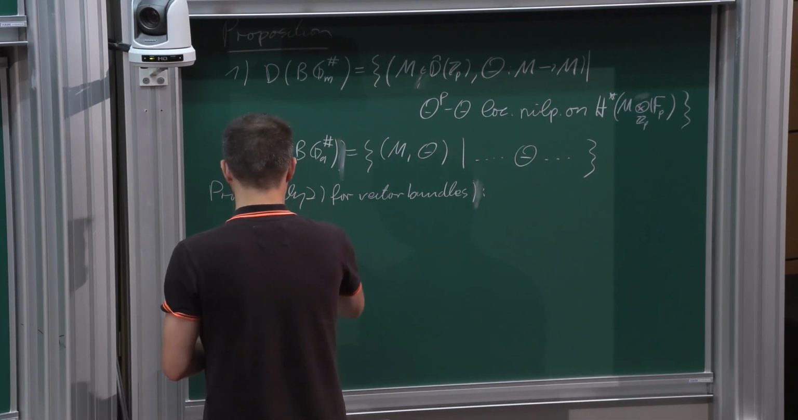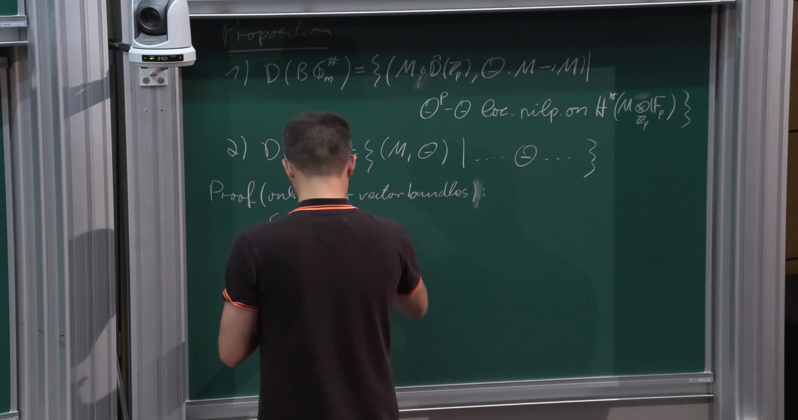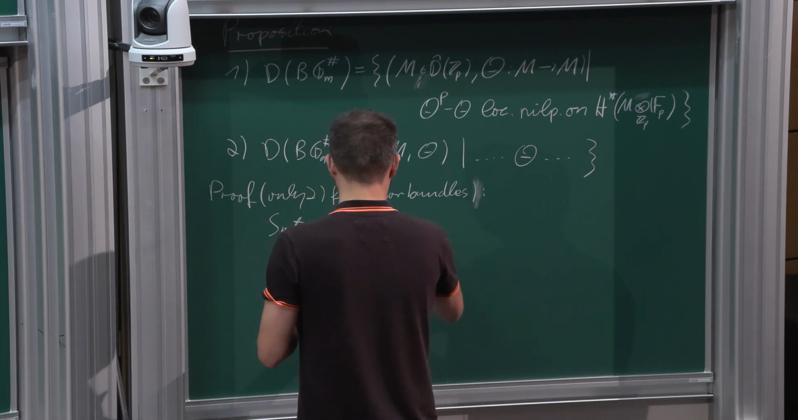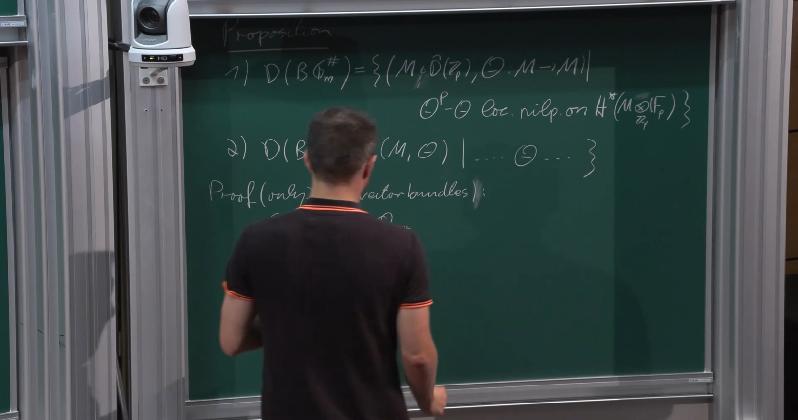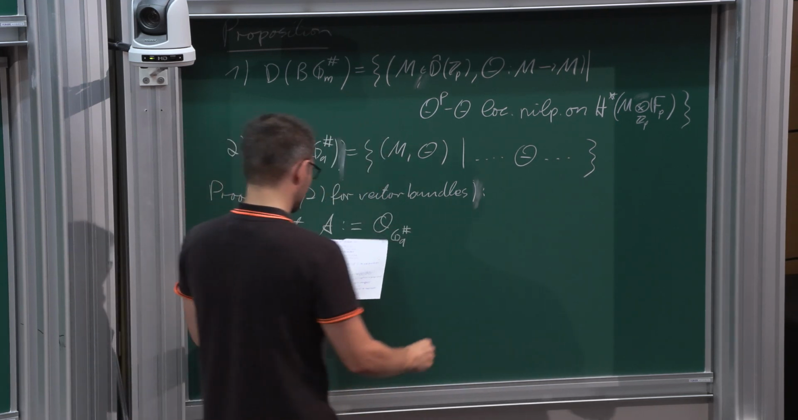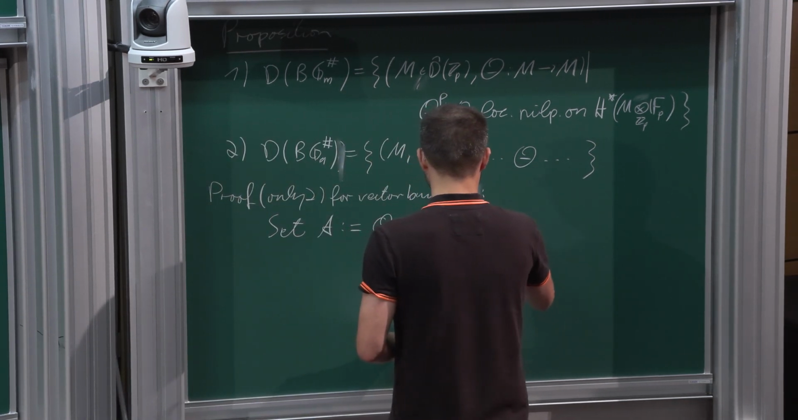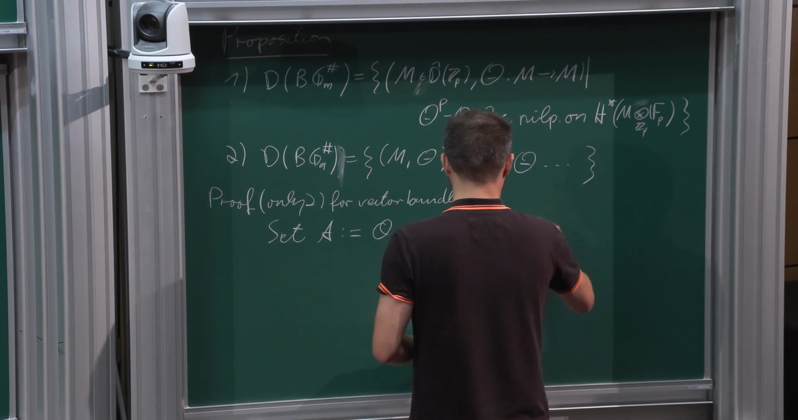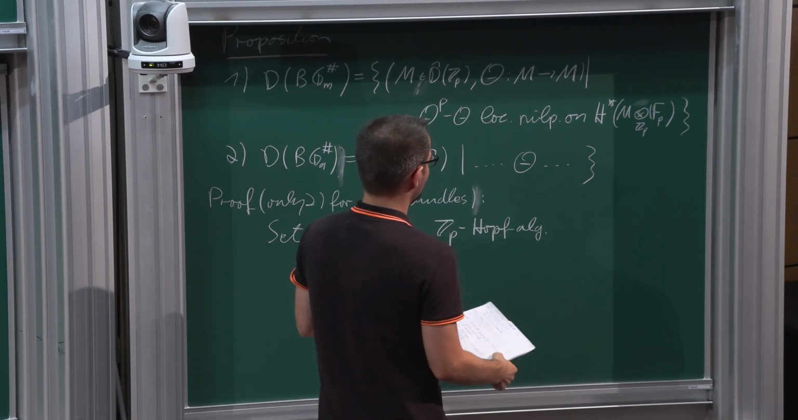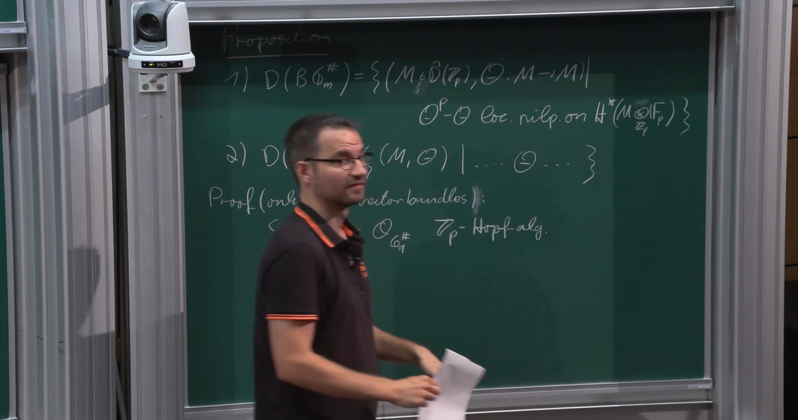What's the argument that one can give? Let us define A to be O of G_a sharp. That's a Hopf algebra over Z_p. So in 2, the condition is just that theta is locally nilpotent. Exactly.